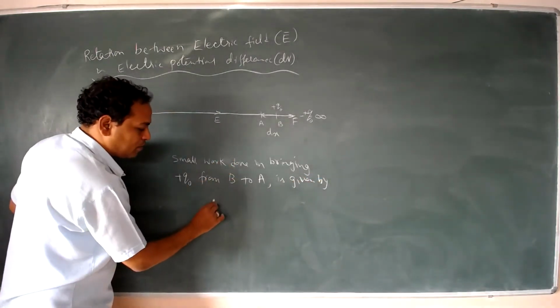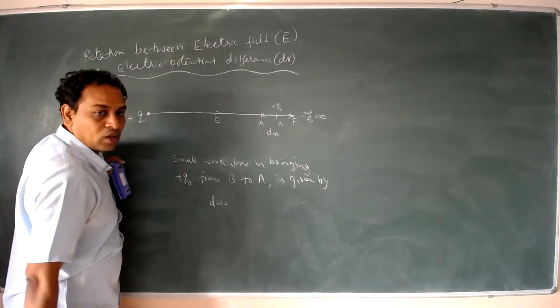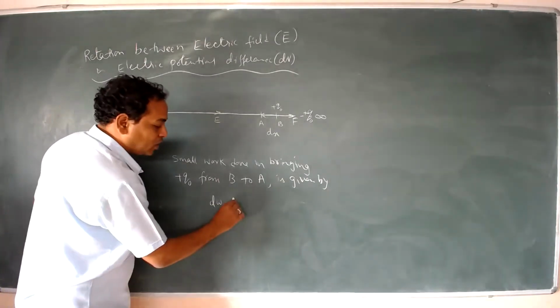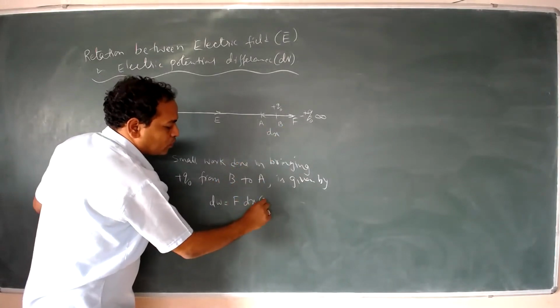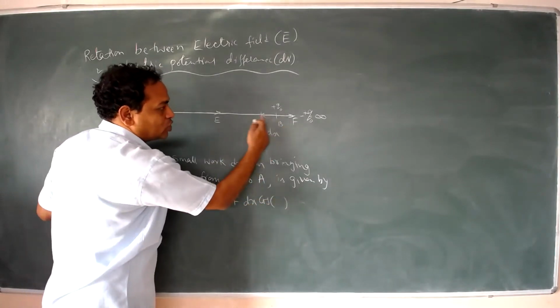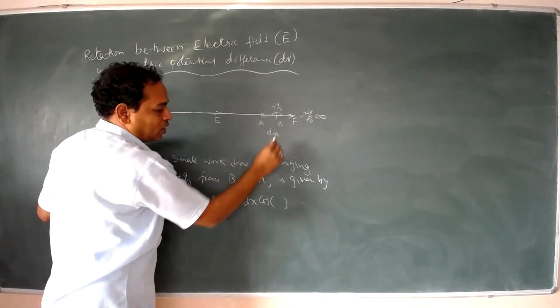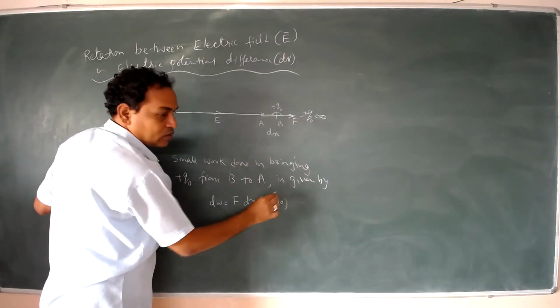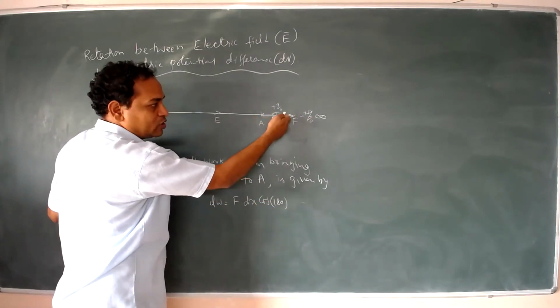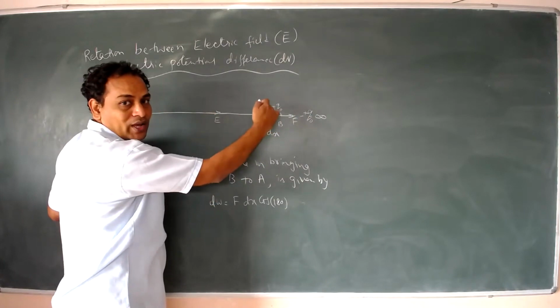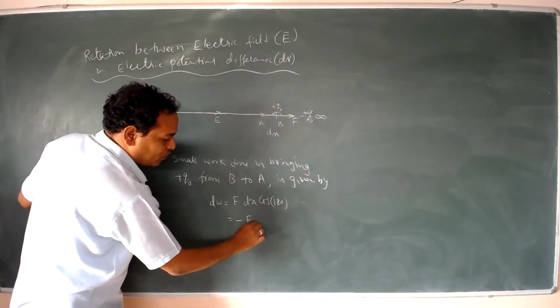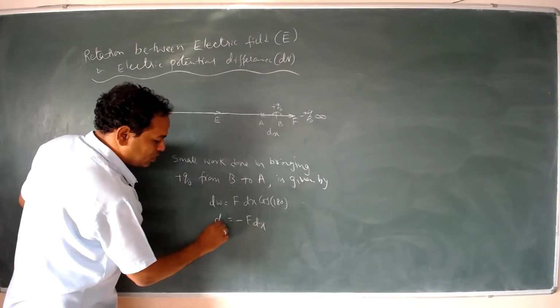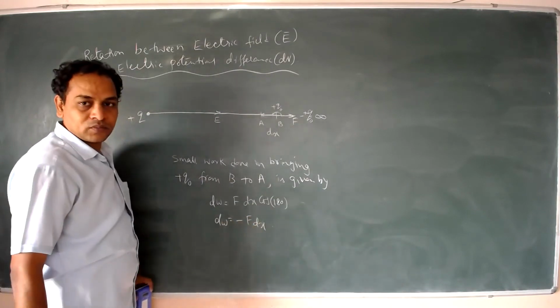What is the work formula? dW is force into displacement, that is F into dx into cos of the angle between these two. What is the angle? 180 degree. Force is in that direction, displacement is in this direction, so the angle is 180. So this will become minus of F into dx. This is dW we are getting.